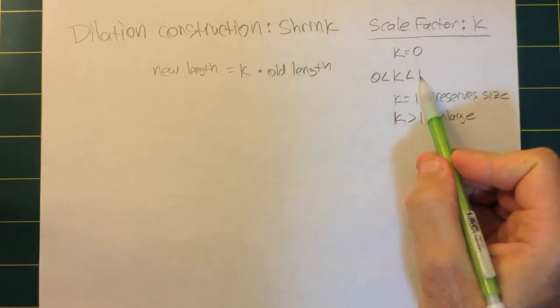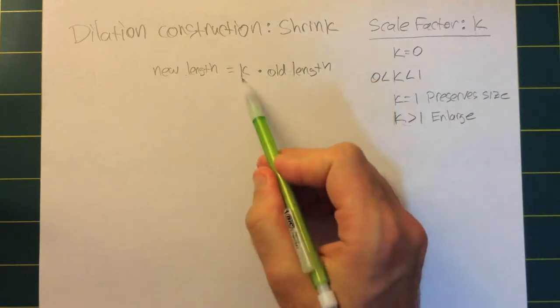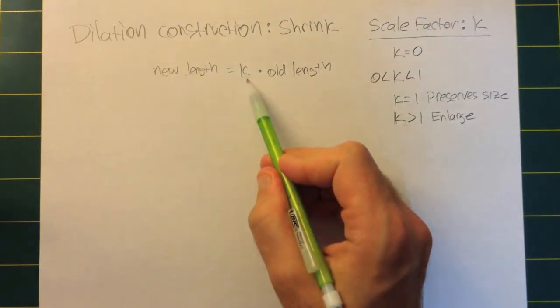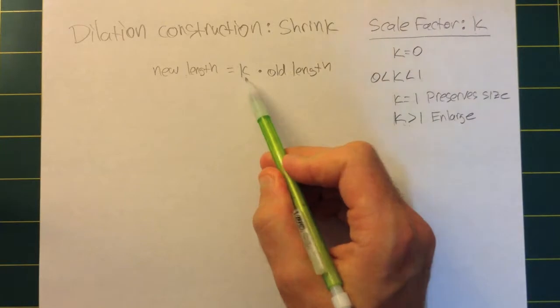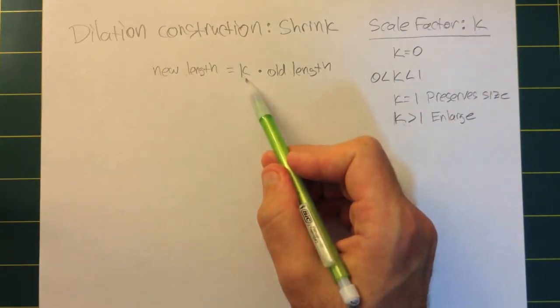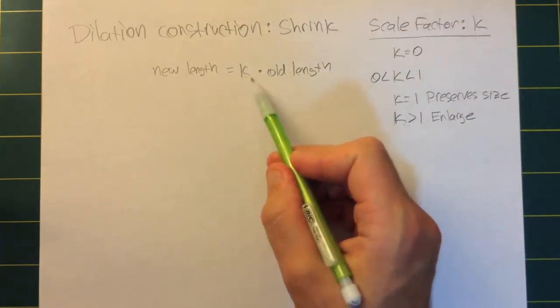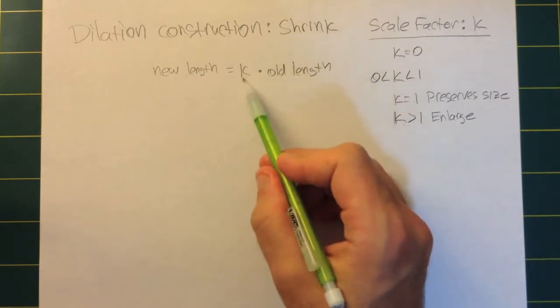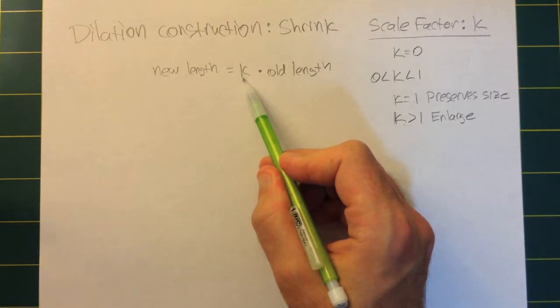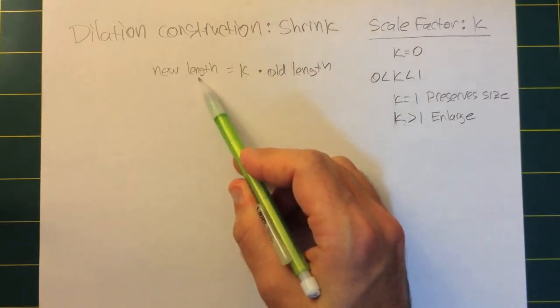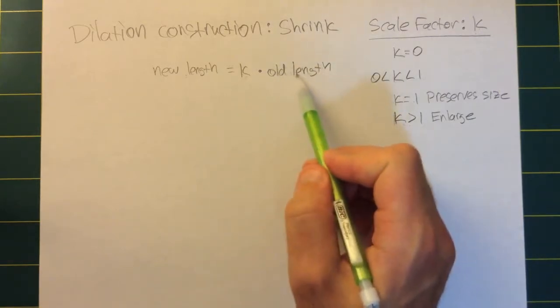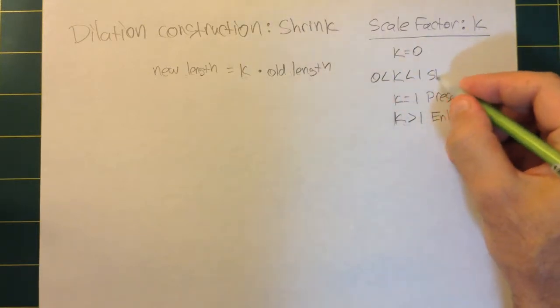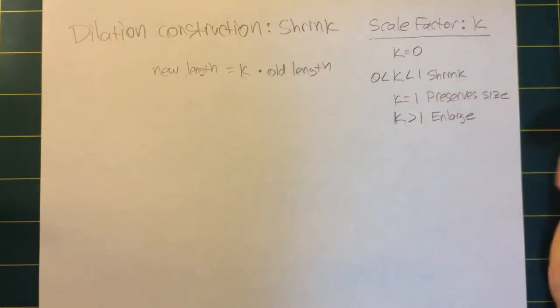If K is less than 1 but more than 0, so this keeps it a positive number, but it's less than 1, you take your old length and you multiply it by a half, or a third, or a tenth, or a twelfth, or a decimal like 0.735, anything less than 1 but still positive. I would take some old length, multiply it by the number, let's say a half, and the result is going to be a smaller number. Everything is going to get smaller. Everything will get shrunken down, and this is how you shrink a shape.